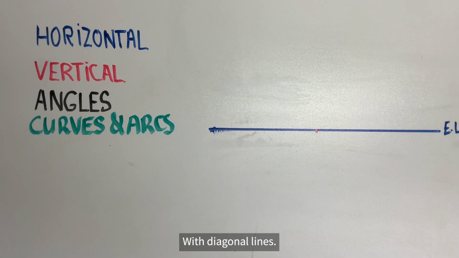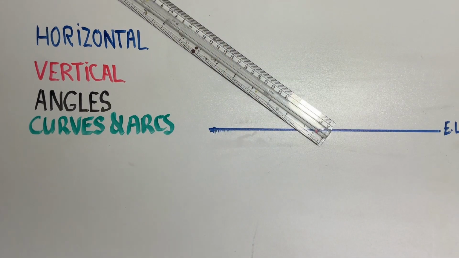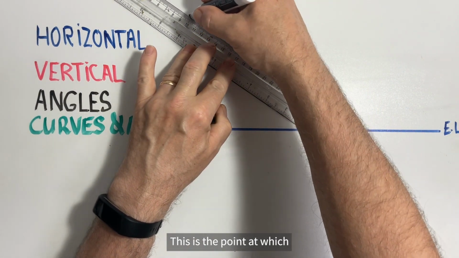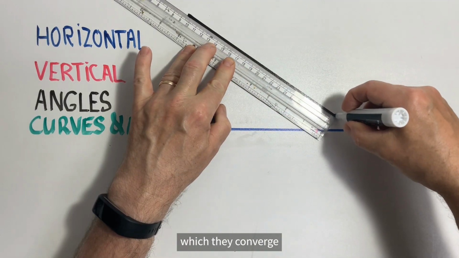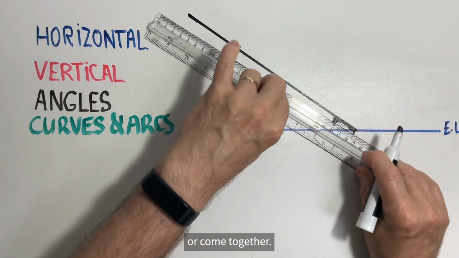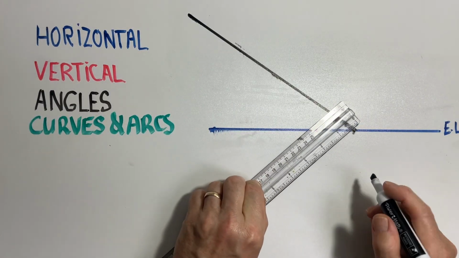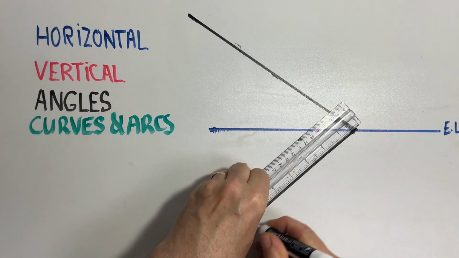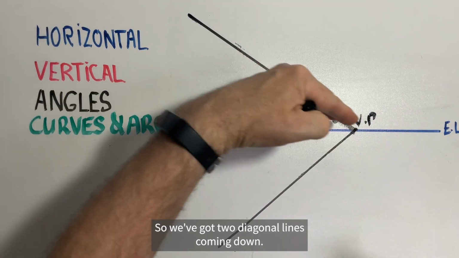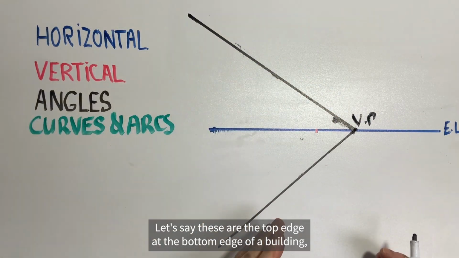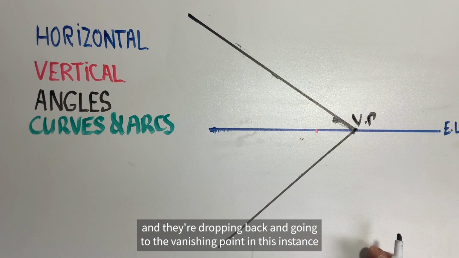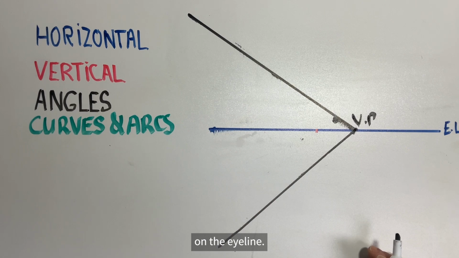With diagonal lines, they can disappear off to a vanishing point. This is the point at which they converge or come together. So we've got two diagonal lines coming down. Let's say these are the top edge and the bottom edge of a building, and they're drafting back and going to a vanishing point, in this instance, on the eye line.